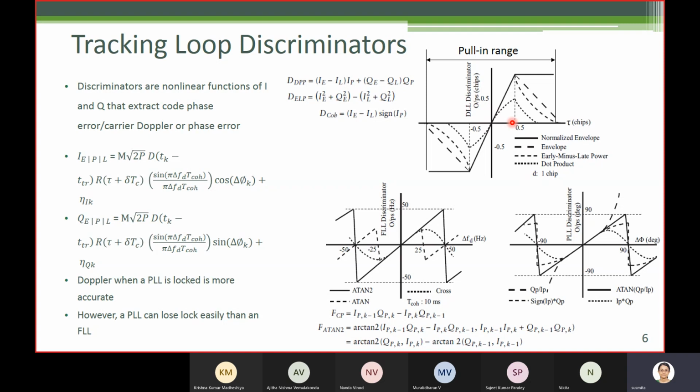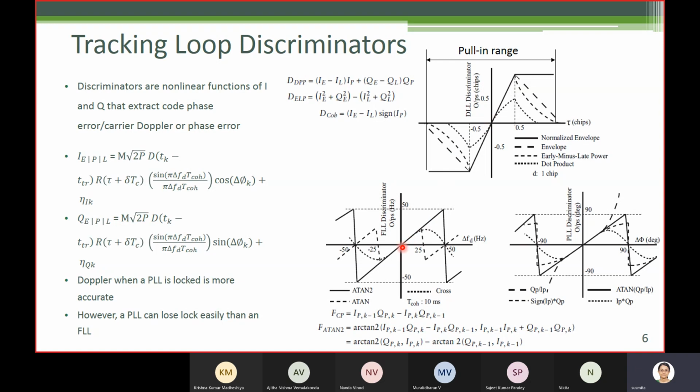While doing acquisition, the step size of the candidate values of code phase is generally chosen as 0.5 chip. It can be lower than that also. So this means that the code phase error tau will be within 0.5 chips. So after acquisition, the error is expected to be in this region. And then with the help of negative feedback control, the loop will try to bring it to 0.